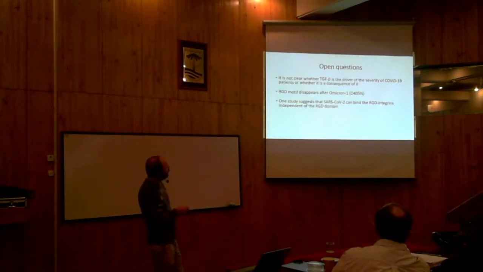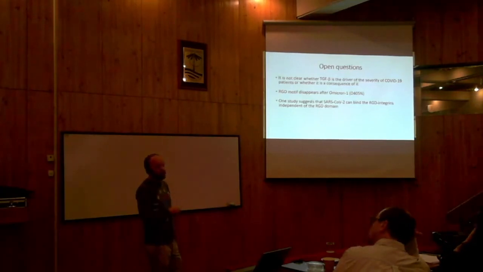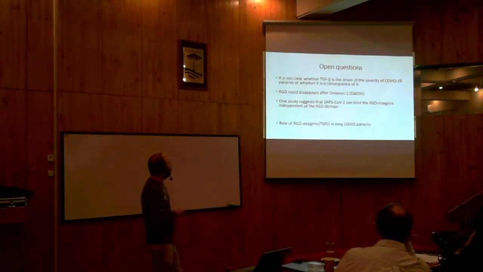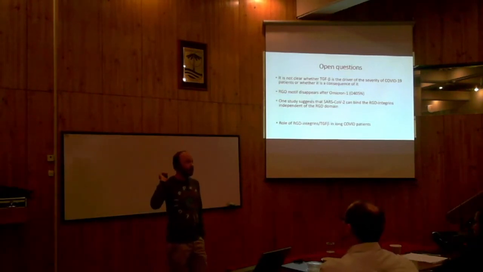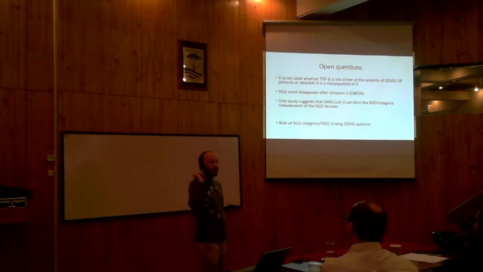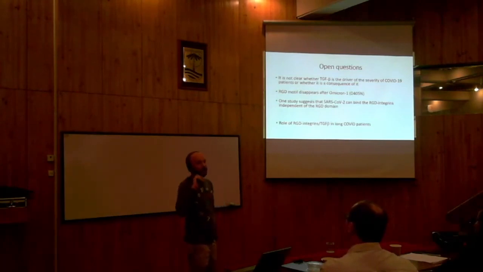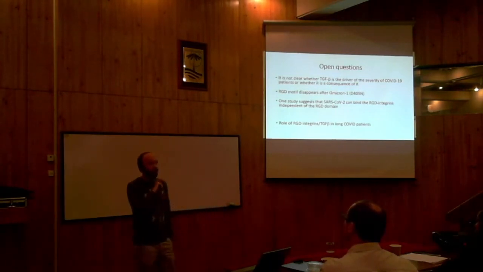It's the D405N mutation. There's one study that suggests that SARS-CoV-2 can bind the RGD integrins independent of RGD domain, but I haven't found any more than this hypothesis. And the other question is the role of the RGD integrins and TGF-beta in long COVID patients. The one thing that Stefania showed is the difference of the platelets. And remember, platelets are the main storage of TGF-beta, so there might be a correlation.